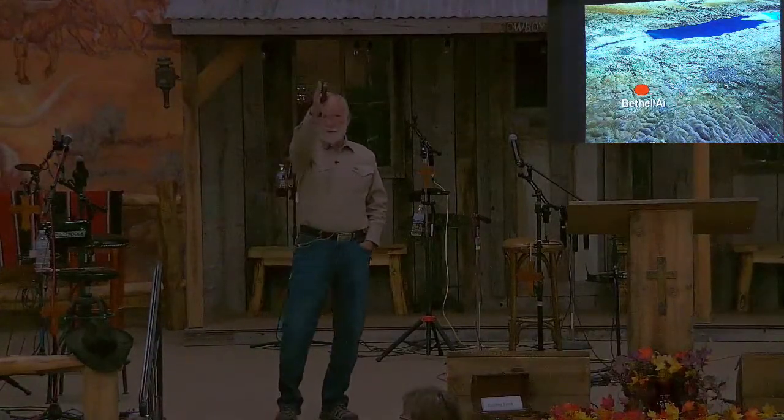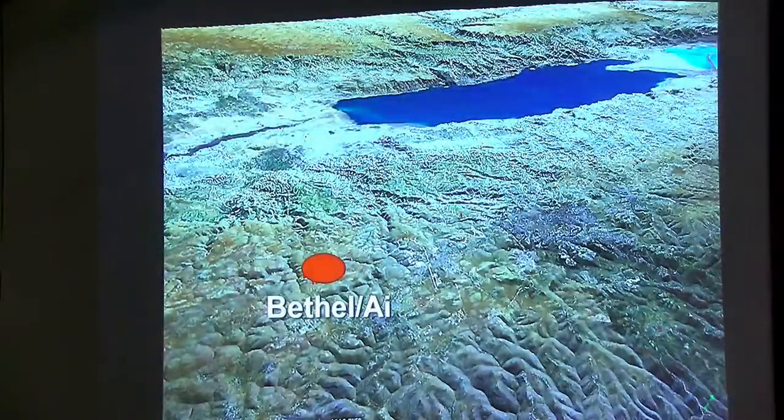All right, there's Bethel and Ai. You're looking kind of to the southeast. That body of water is the North Basin of the Dead Sea. Bethel and Ai is about 12 or 14 kilometers north of Jerusalem, and that's where they're set in the scripture.